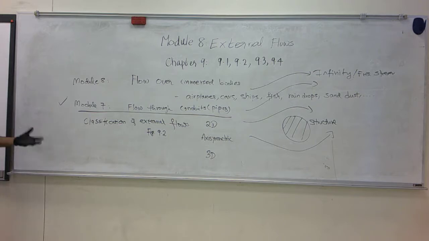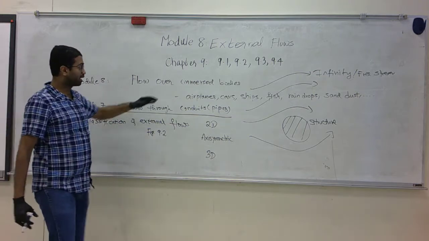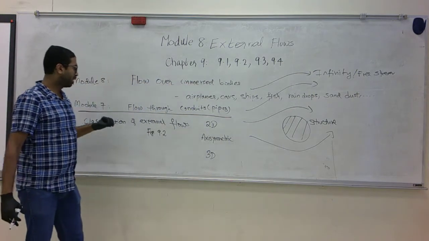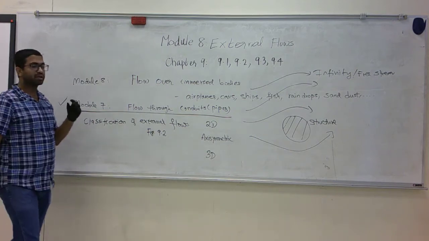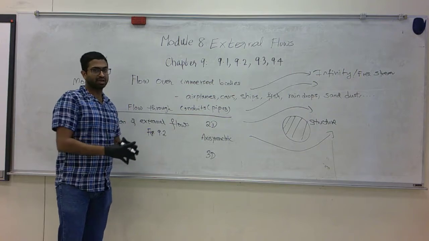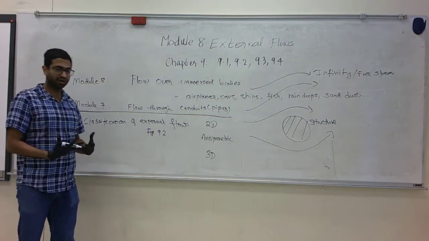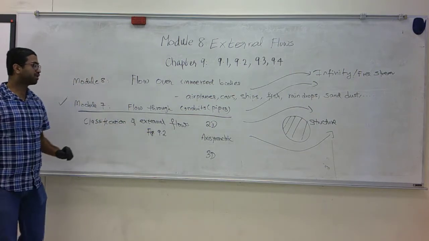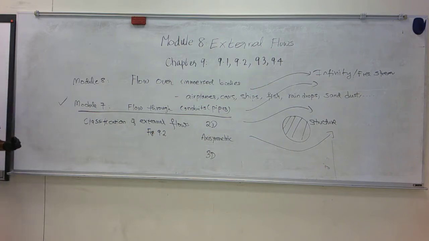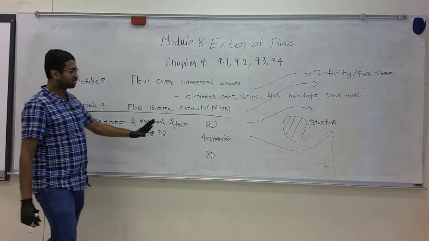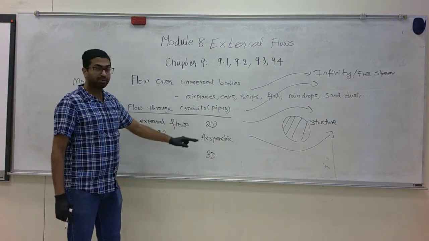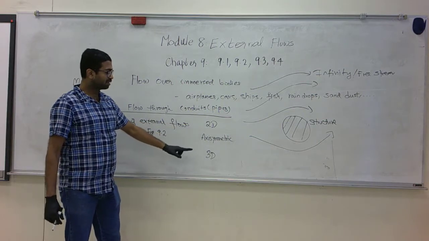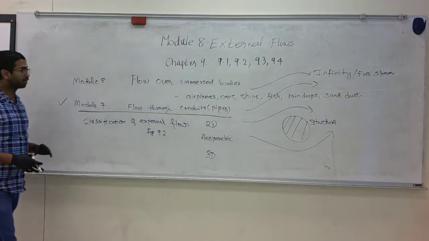So we are going to look at this type of flows or external flows in this unit, and I want to begin by classifying these flows based on their spatial configuration or spatial characteristics. This is illustrated in figure 9.2 in the textbook, and there are three classifications that one could make. It is called two-dimensional, axisymmetric, and three-dimensional. So let's see what those are.